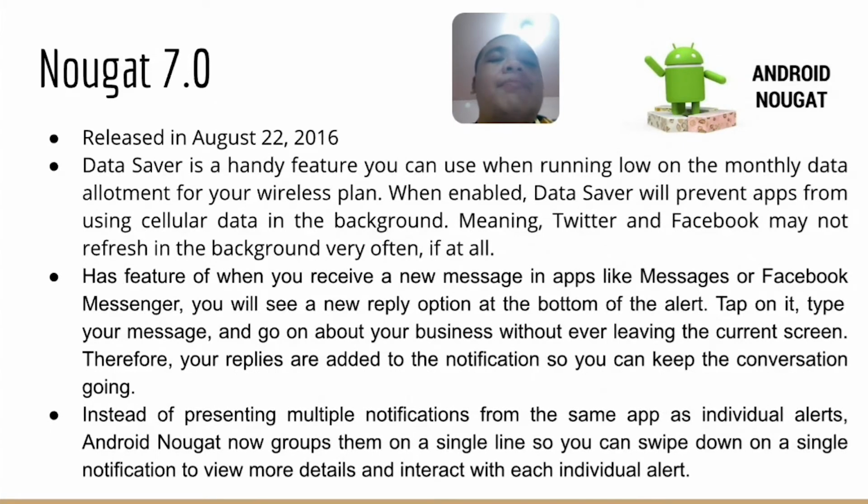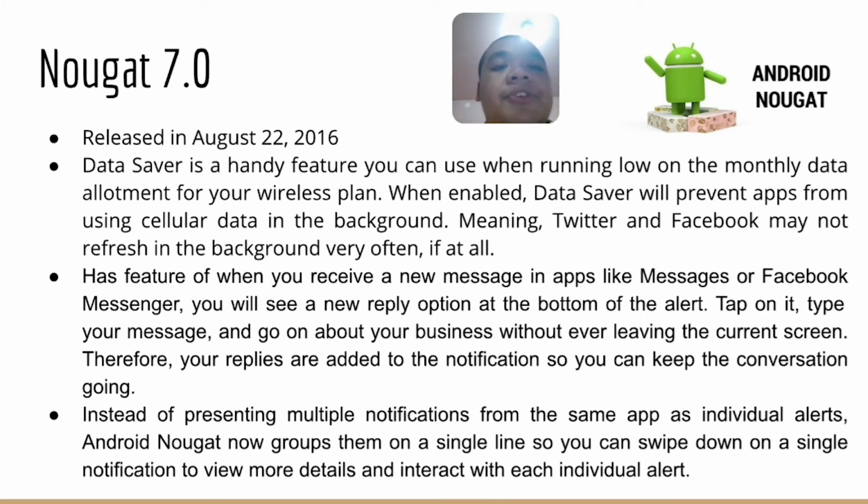Here we have Nougat 7.0, released August 22, 2016. Data Saver is a handy feature you can use when running low on a monthly data allotment with your wireless plan. When enabled, Data Saver will prevent apps from using cellular data in the background, so sometimes Twitter and Facebook may not refresh in the background very often.